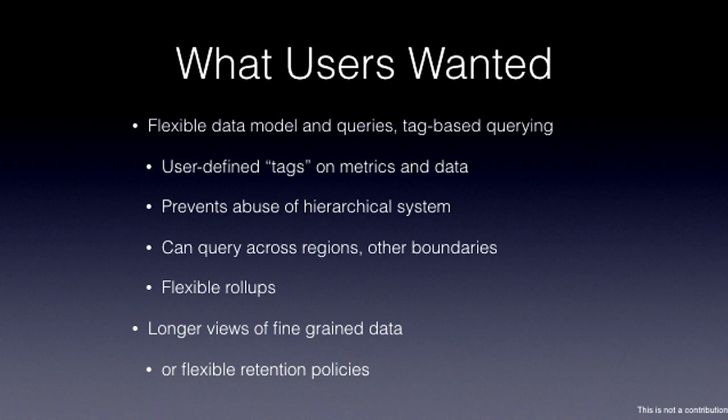The other feedback that we got from people was that folks wanted longer views of granular data. An example of this is that it's Monday morning, you come in, something happened, maybe on Saturday morning, and you want to look back and see what happened. If you're getting something that is downsampled, it might become harder to debug, because you're looking for a certain thing that's going on. So people wanted to see fine-grained data for as long as possible.